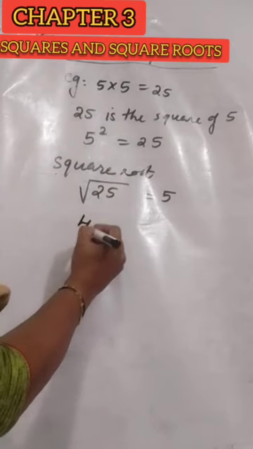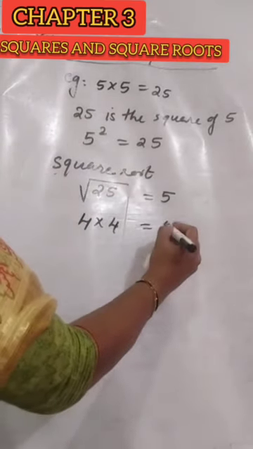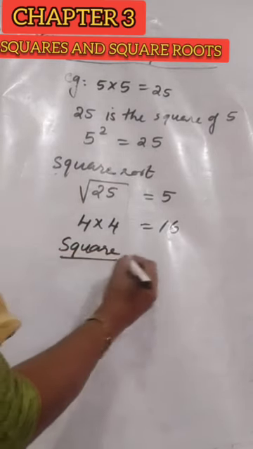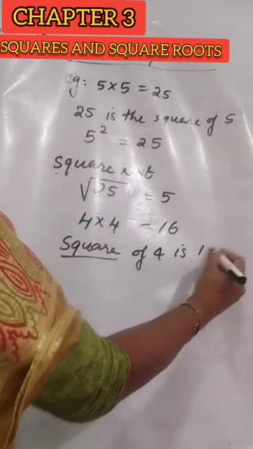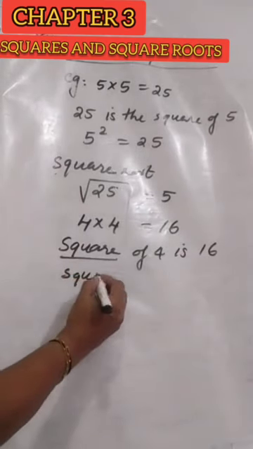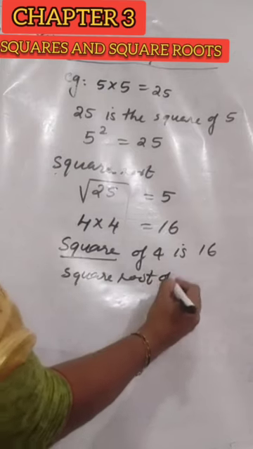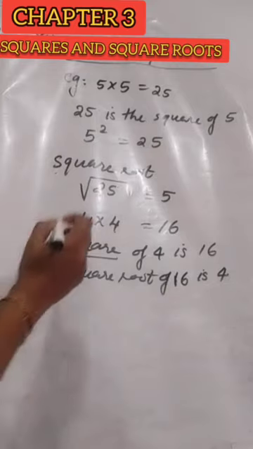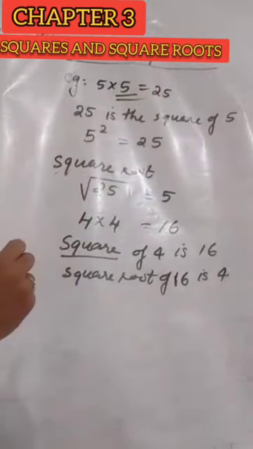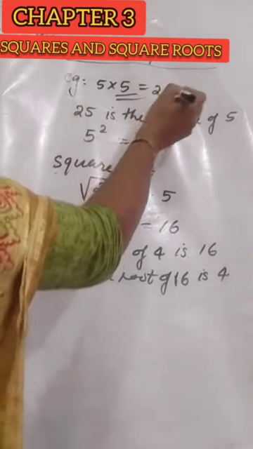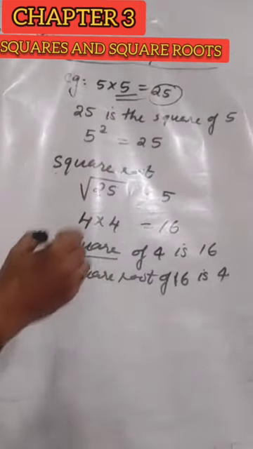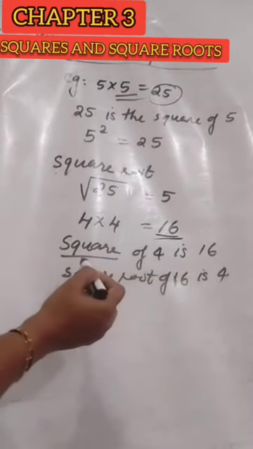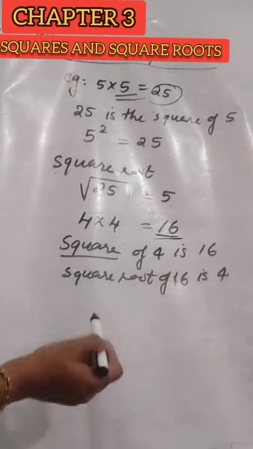Another example is 4 into 4, 16. So you can write square of 4 is 16 or square root of 16 is 4. Clear? And you can see this 5 is an odd number and 25 also is an odd number. So square root of an odd number is always an odd number, and 16 is an even number and its square root is also an even number.